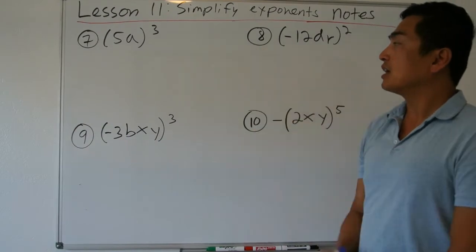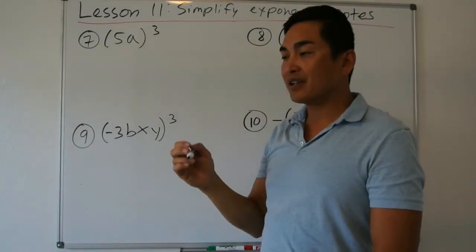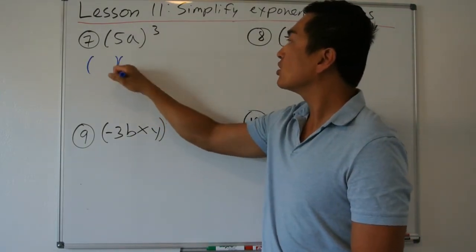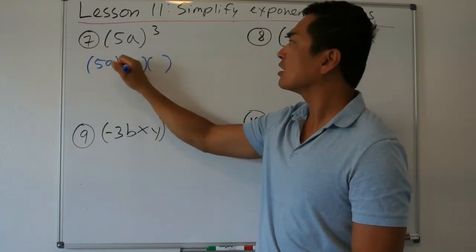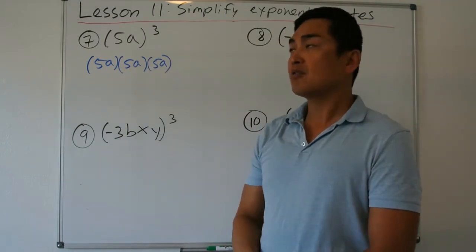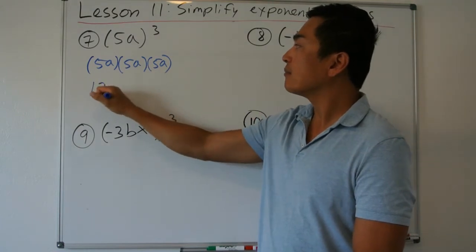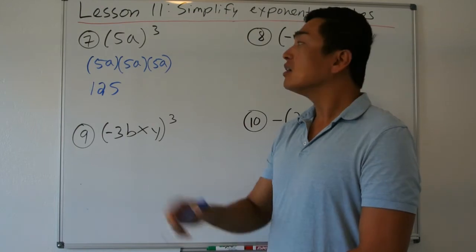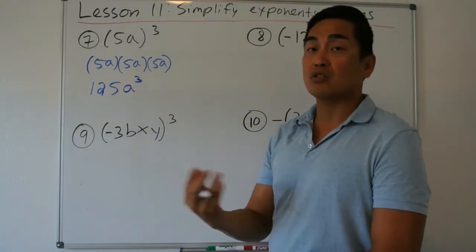Alright, let's move on to number 7. Alright, so here's number 7. Again, same thing, 3rd power. We don't care what's inside the parenthesis. Focus on writing the parenthesis 3 times. There's 1, 2, 3 of them, and it happens to be 5a. Now you go, wait, what do you do with the a's? Focus on the numbers first. 5 times 5 times 5 is 125. And then you can't multiply the a, but you can write it as an exponent though. There's 1, 2, 3 of them. If they were to multiply, it would be a to the 3rd power.